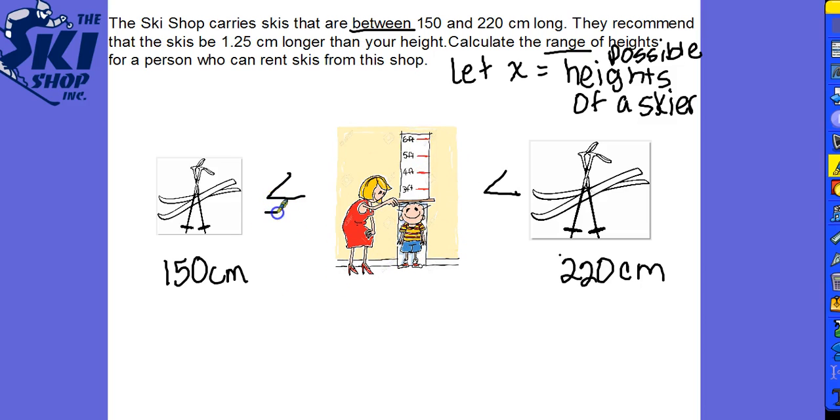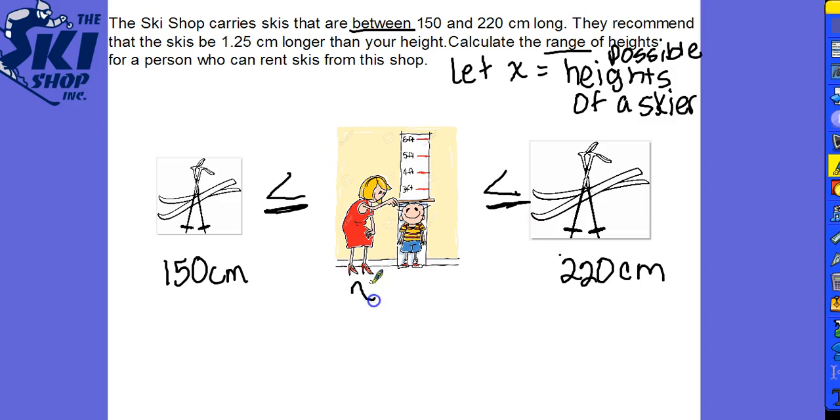But can I be exactly the shortest height? Yes. So I'm going to need an equal to sign because I can be exactly the shortest height possible. I can also be exactly the tallest height possible. So we would include equal signs in this problem here. And there you see I've developed with my little pictures there, my little diagram, how it set this problem up.